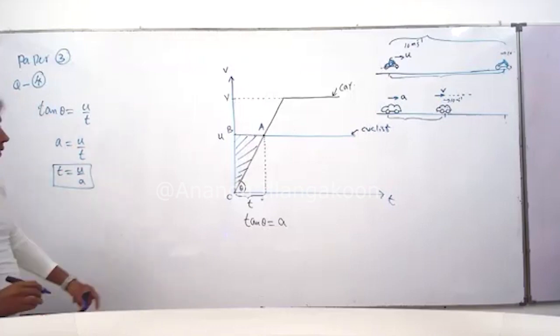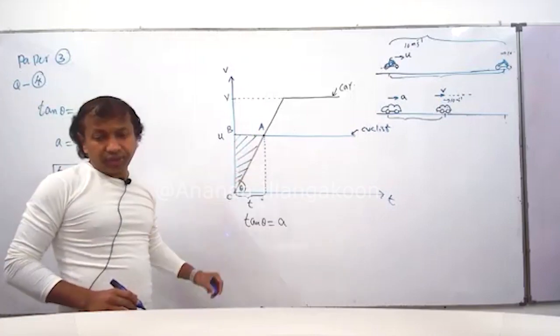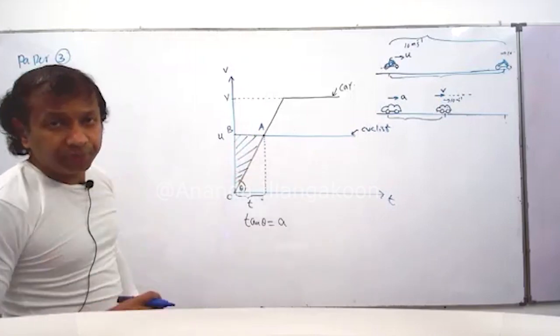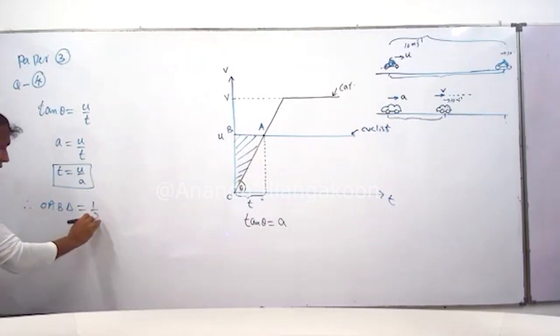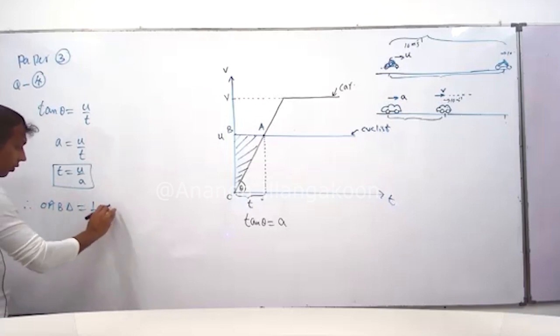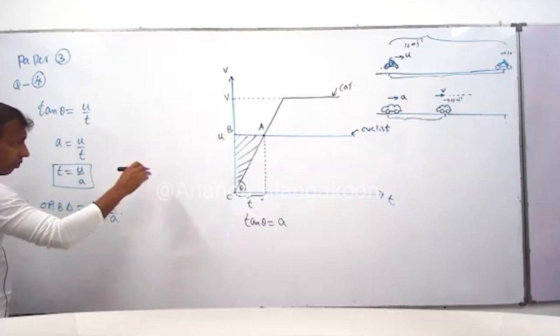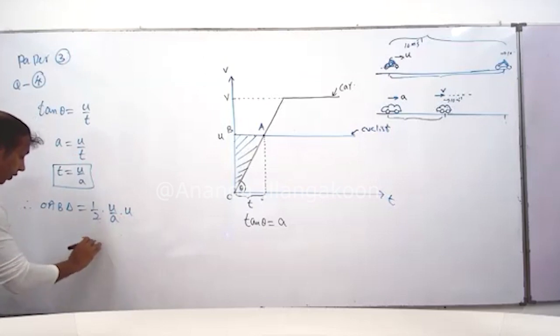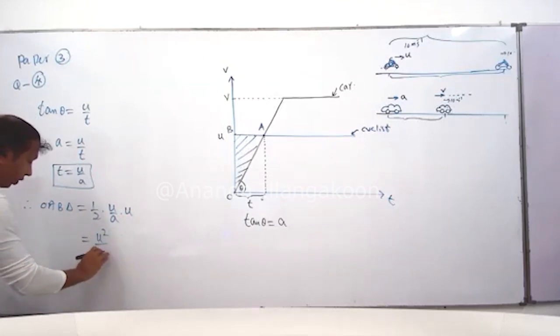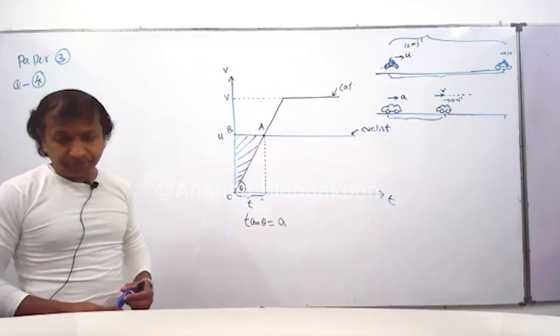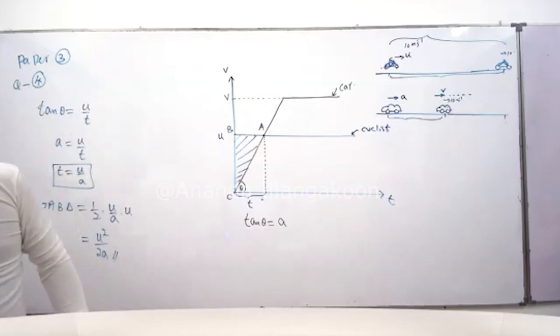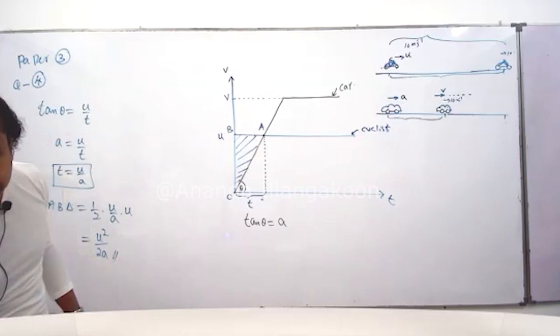Then the OAB area you can find as half base into perpendicular height, no? Therefore, the OAB area: half base is T, U upon A, perpendicular height is U. It is U squared upon 2A. So this is the maximum gap between them. Right? This is how we take it down. Very simple question.